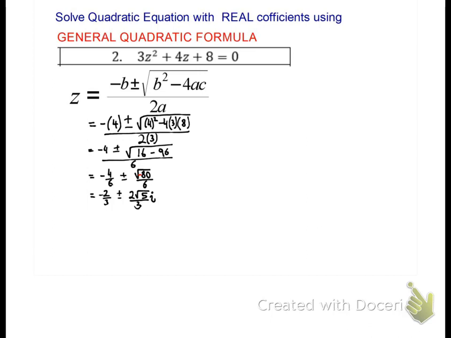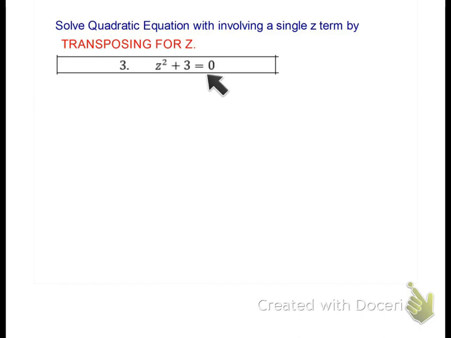Okay, now let's have a look at a slightly different equation. Now we've got z squared plus 3 is equal to 0. This is also a quadratic equation, but it's got a single z term, and those ones can simply be transposed for z. So we subtract 3 to the other side, then we perform a square root. Don't forget the plus and minus. Now the square root of a negative, okay, this is an imaginary number, so we pull out the square root of negative 1 and write it as imaginary unit i, and there's our solutions. Nice and easy, huh?